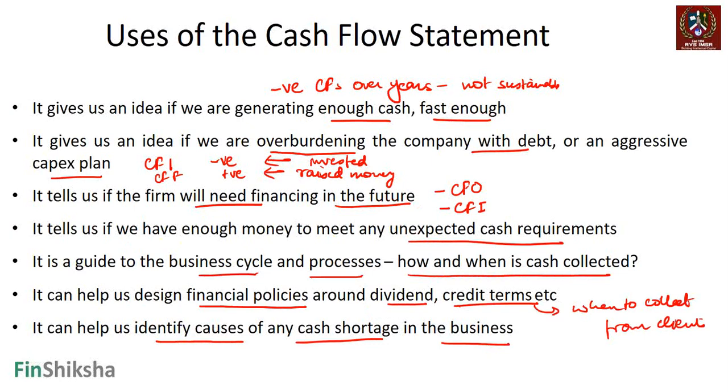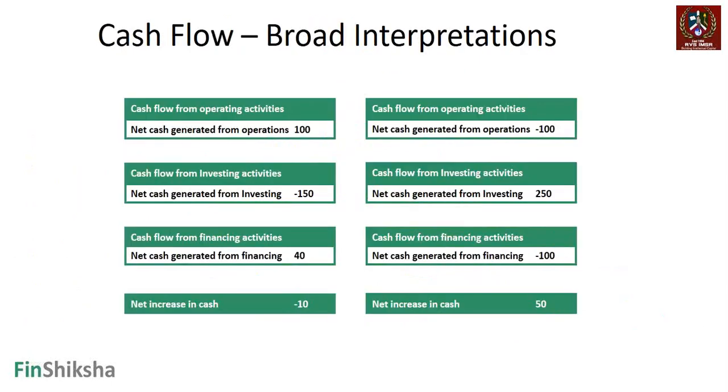In general, it tells you if cash is needed, if business is generating enough cash, if you're taking a lot of debt, overburdening the company, if you're doing capex too fast, if you're doing an aggressive capex, if you're raising enough money fast enough in terms of the business, and how do you define your dividend policy and credit terms, etc. This is all a part of the uses of the cash flow statement, right?